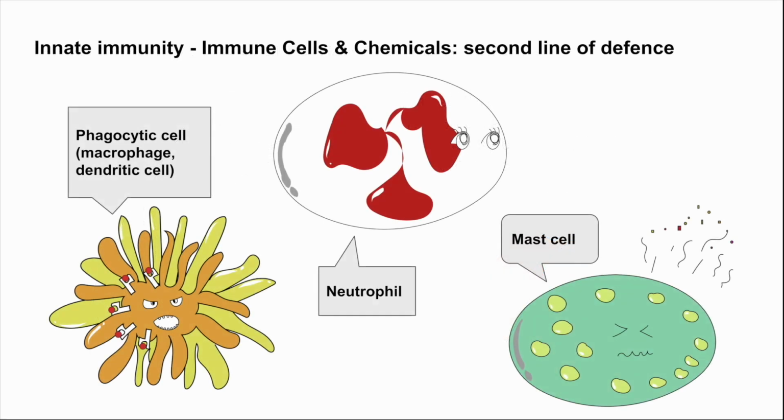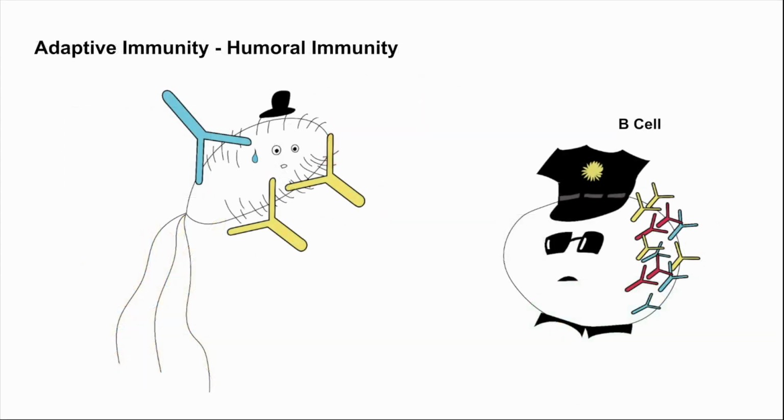After entering the body, Mr. Bacteria encounters the second line of defense, immune cells. For instance, macrophages, dendritic cells, and neutrophils, which eat the bacteria, and mast cells, which release cytokines to induce immune response. If Mr. Bacteria traveled with a lot of other bacteria and viruses, adaptive immunity will come into play.